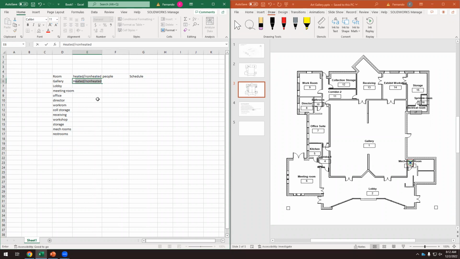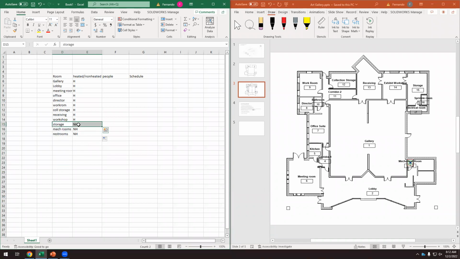The art gallery, it's a heated room. The lobby, it's heated. The meeting room, it's heated. So basically all these elements are heated except the storage that is non-heated. Okay, because we are not calculating any heating or cooling systems for the storage, the mechanical rooms.